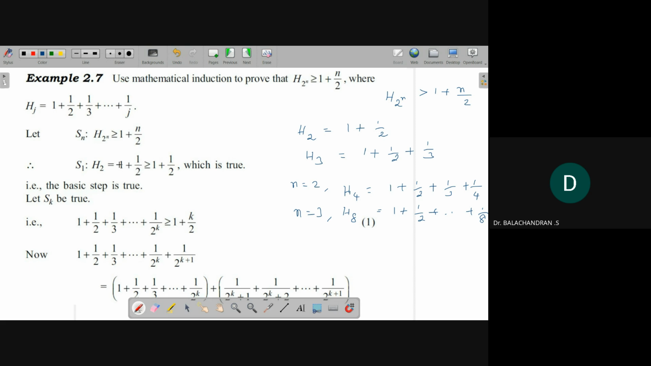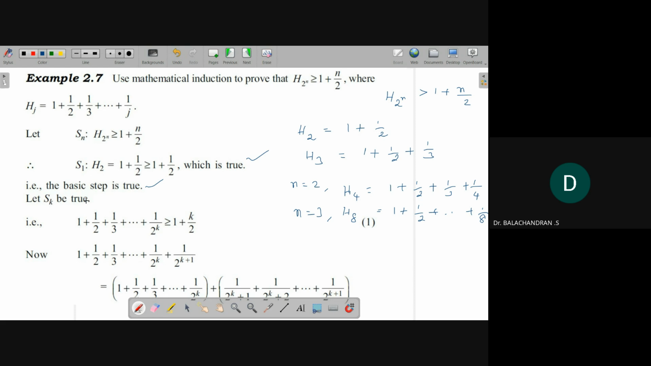This is the left hand side from the definition of H2. The right hand side, if I substitute n equal to 1, you will get 1 plus 1 by 2. So both of them are equal. So that's why S1 is true. The basis step is true.